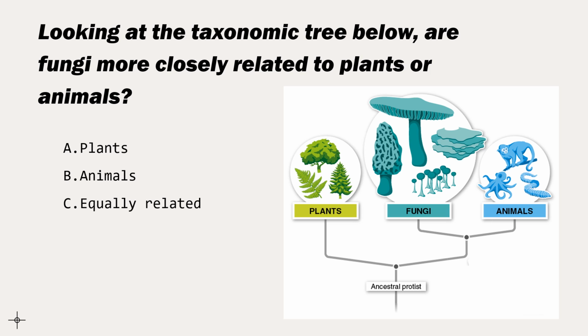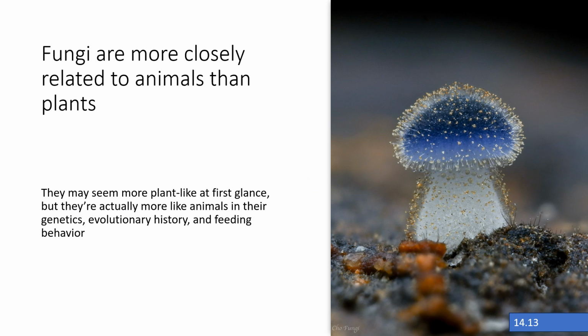In the last unit, we learned how to read a taxonomic tree. Remember to look for the most recent common ancestor. Are fungi more closely related to plants or animals? Fungi may seem plant-like at first glance, but they're actually more closely related to animals. And we know this based off their genetics, their evolutionary history, and even their feeding behavior.